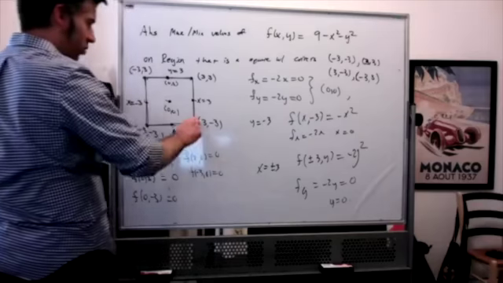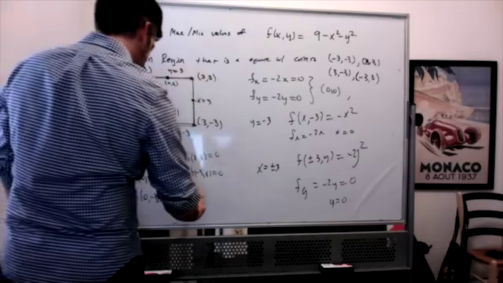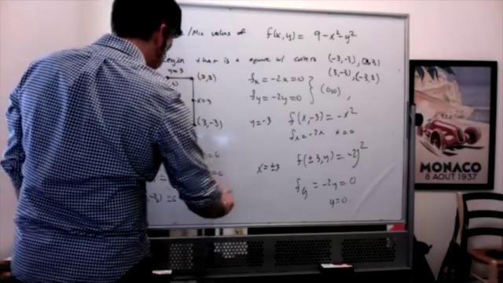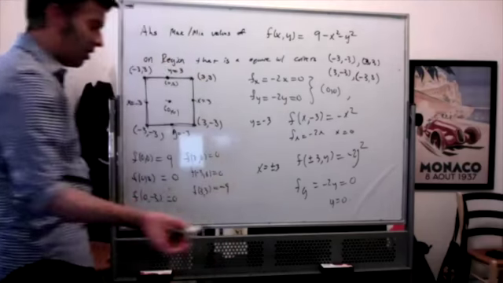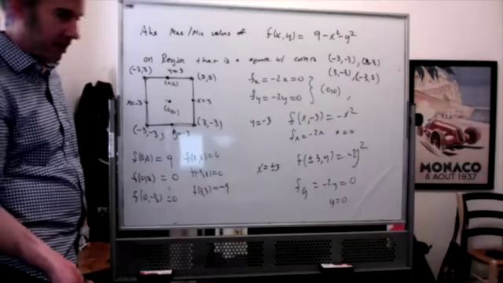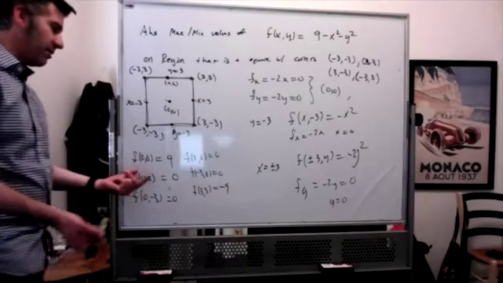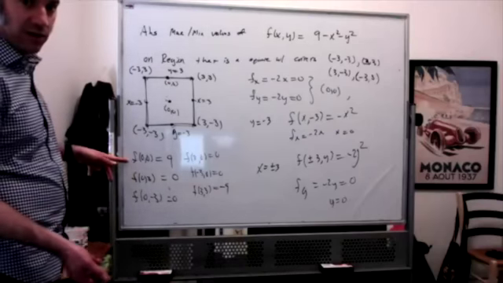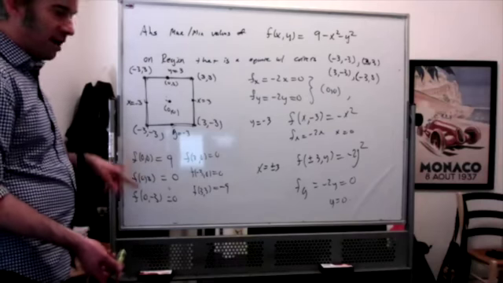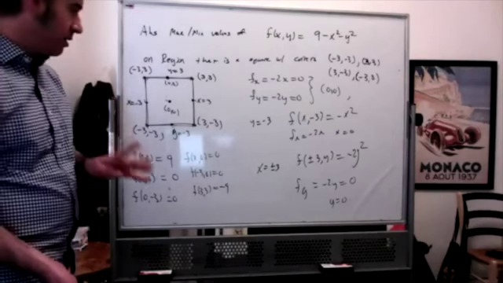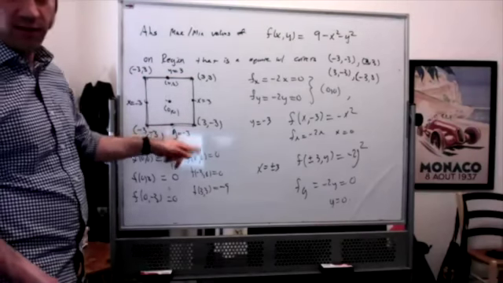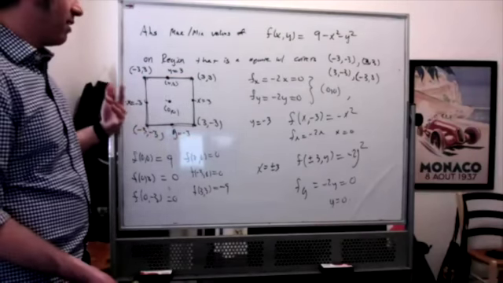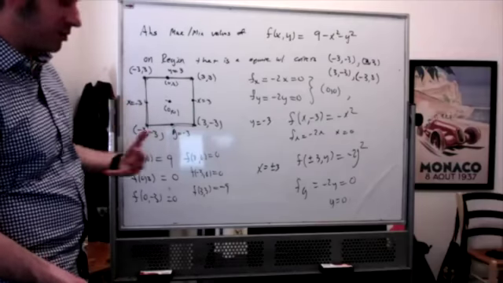But then we also check the corners. f of (3, 3) is going to be 9 minus 9 minus 9, which is -9. And in fact, all of the corners are going to be -9. So you're going to get an absolute maximum at (0, 0) with a z value of 9, and 4 absolute minima at the corners (3, 3), (-3, 3), (-3, -3), and (3, -3), and each of them will have a minimum value of z equal to -9.